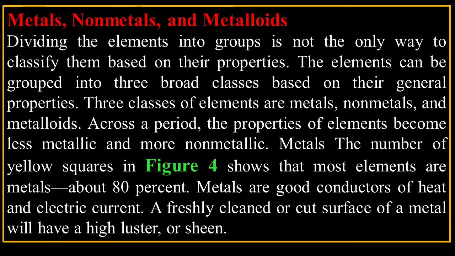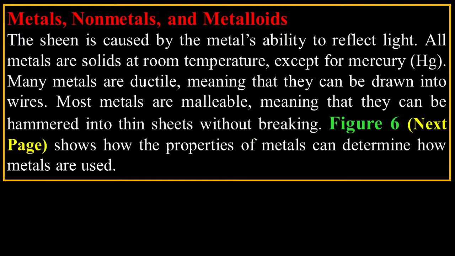Metals are good conductors of heat and electric current. A freshly cleaned or cut surface of a metal will have a high luster or sheen. The sheen is caused by the metal's ability to reflect light. All metals are solid at room temperature except for mercury. Many metals are ductile, meaning they can be drawn into wires. Most metals are malleable, meaning they can be hammered into thin sheets without breaking. Figure 6 on the next page shows how the properties of metals can determine how metals are used.